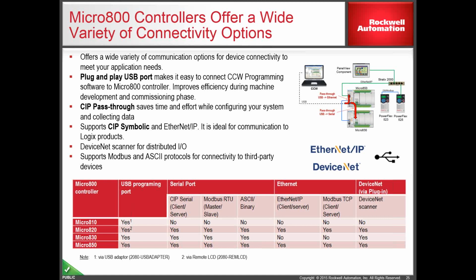We have DeviceNet Scanner for distributed and remote I/Os. It supports Modbus and ASCII protocols for connectivity. So it supports CIP serial and client server architecture. It supports Modbus RTU and ASCII. And then Ethernet, it supports Ethernet IP, client server architecture, and Modbus TCP. So this slide gives you the complete overview of what all connectivity options the Micro 800 family has.